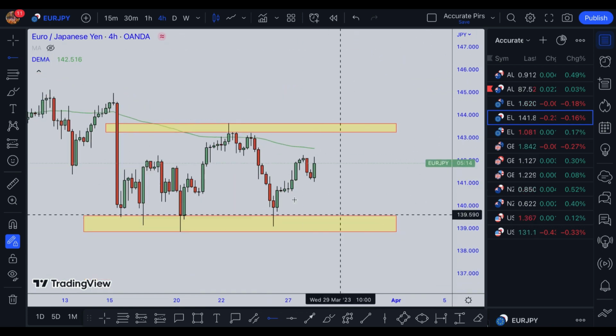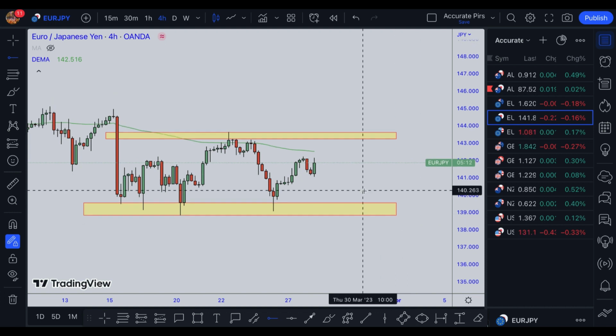Let's move on to Euro JPY. Yeah, again, not seeing much on Euro JPY. Still in that consolidation area. So Euro JPY is probably a waiting game as well, so we would want to keep our eyes on that as well.